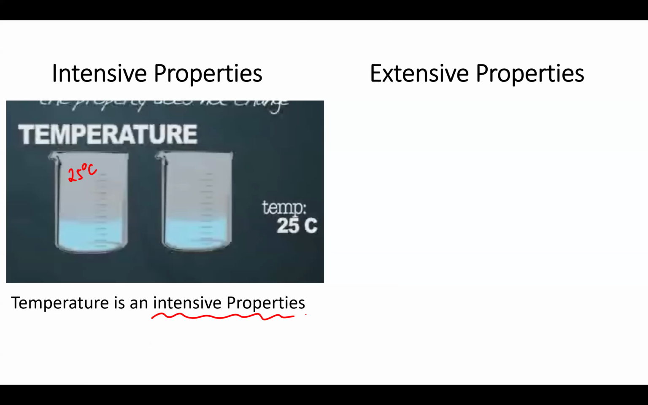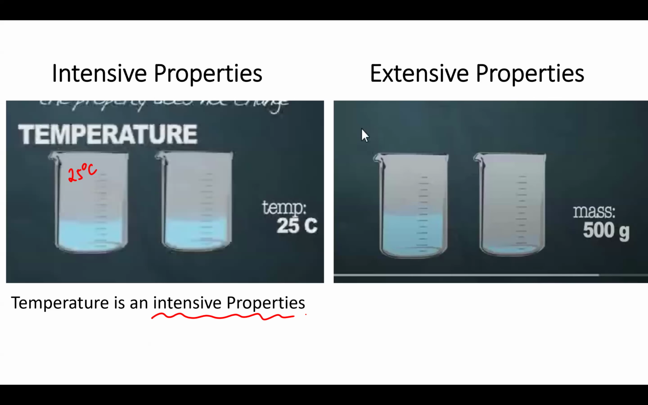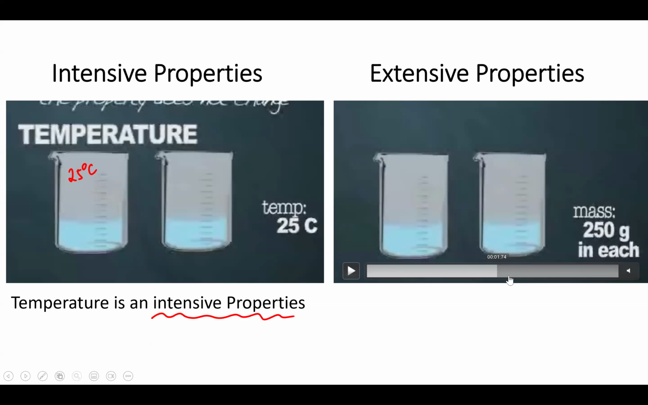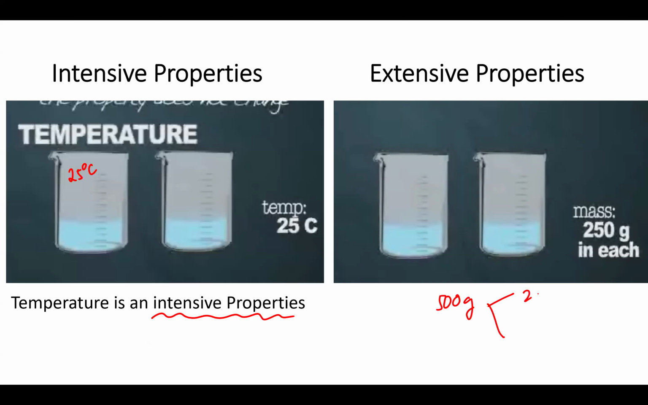Okay? Now for an extensive property, for example, you measure the mass. Initially you have 500 grams. Then you separate the two. What happens to the mass? It will change. The original 500 grams, now you divide into 250 grams each, or you can divide it into 300 grams and 200 grams.